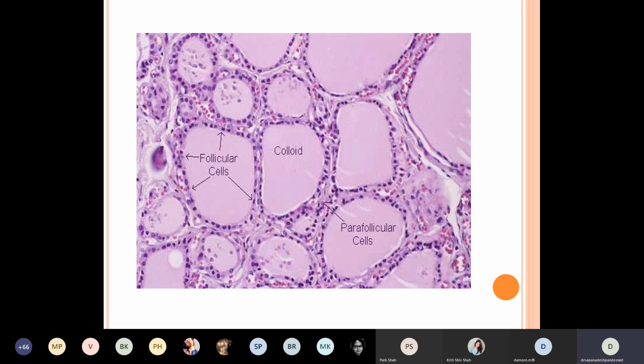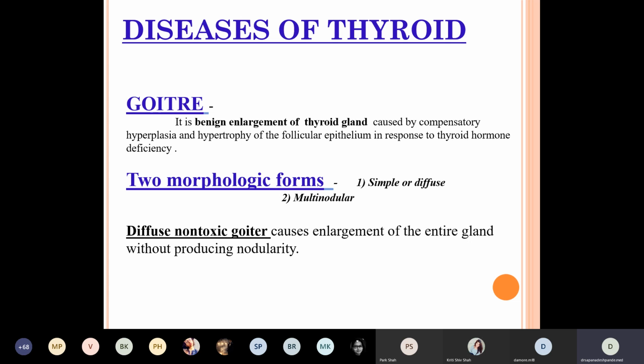Okay, so when there is enlargement of the thyroid in goiter, whether solitary or multinodular, the follicles are enlarged in size and there is an increase in number. If there is an enlargement in size, it is called hypertrophy. Increased number is hyperplasia. So there will be hypertrophy and hyperplasia of the follicular cells. Now we will see the diseases of the thyroid.